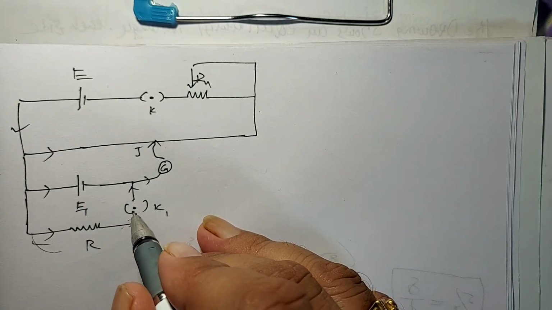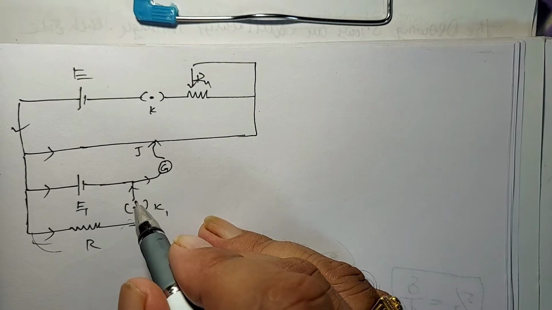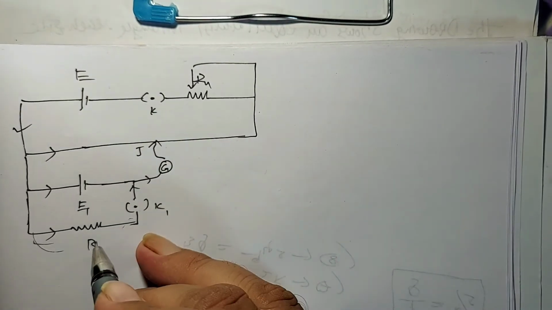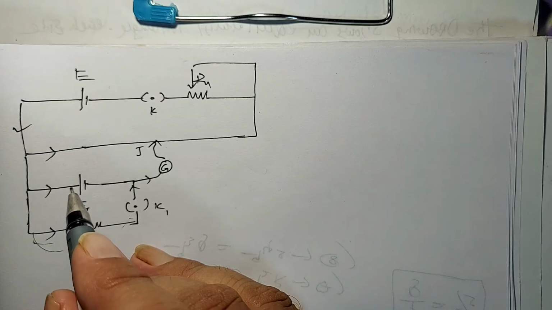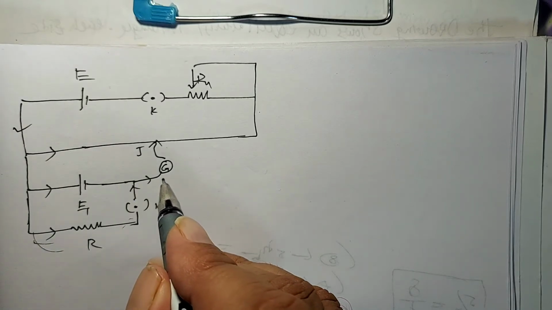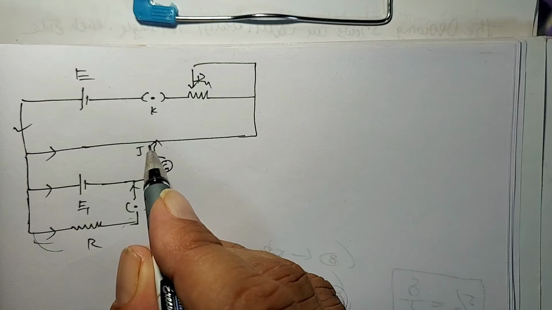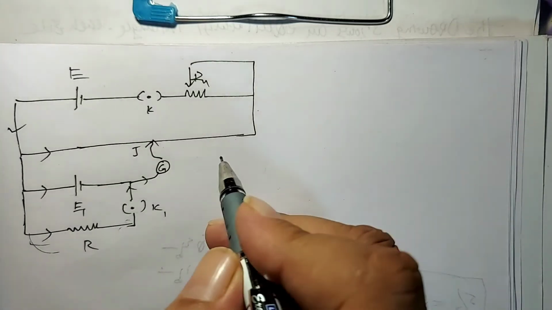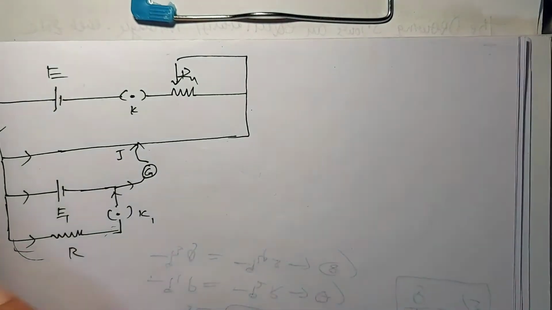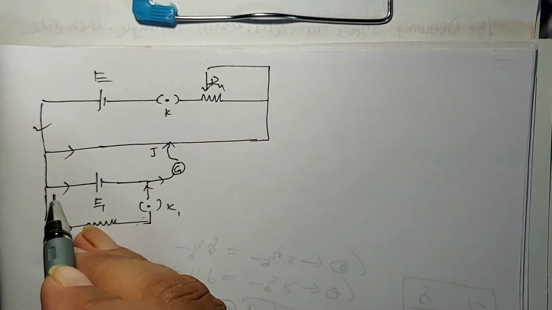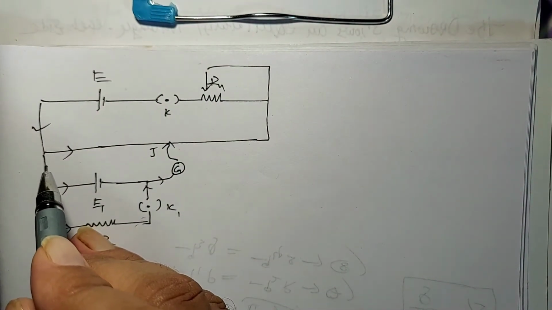Whenever this key is open, there is no current passing through this resistance, and the current passes along this direction through the galvanometer and a jockey. That means the cell is introduced in the circuit. Now do this experiment as discussed in the previous case.